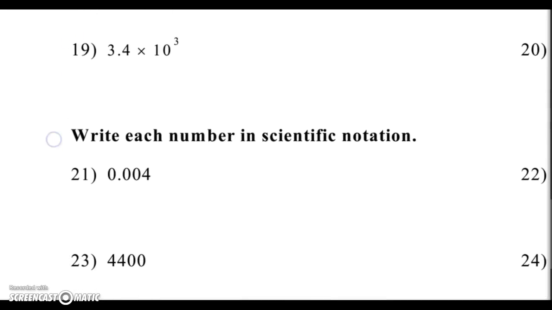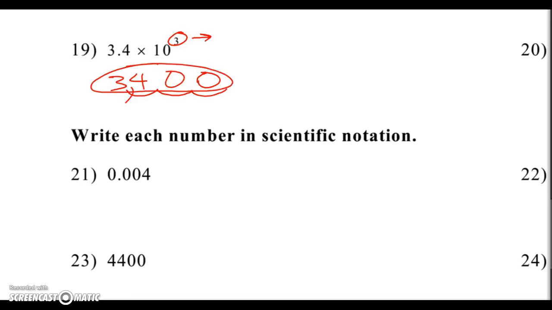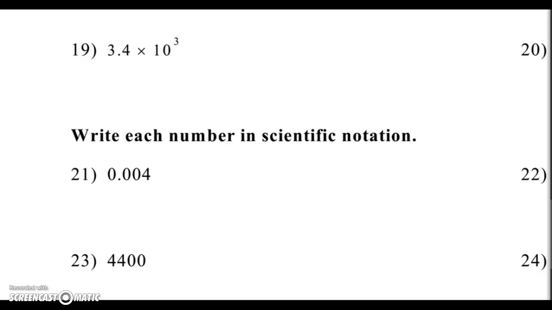Number 19, 3.4 times 10 to the third. Positive power, so we're going to move our decimal to the right 3 spots. So 1, 2, 3. Placeholders for 0. Our final answer is 3,400. Alright, so that's just applying a power of 10, going from scientific notation to standard notation.